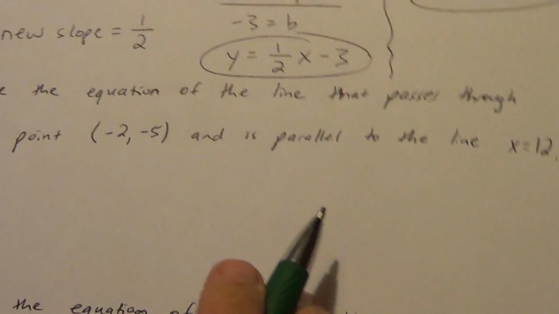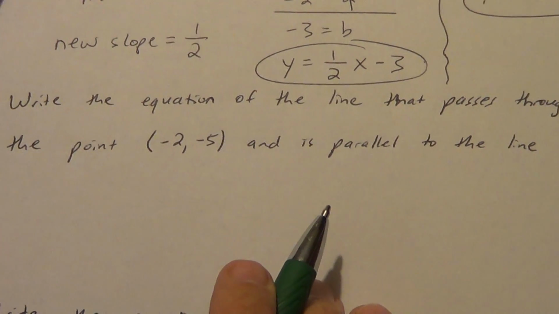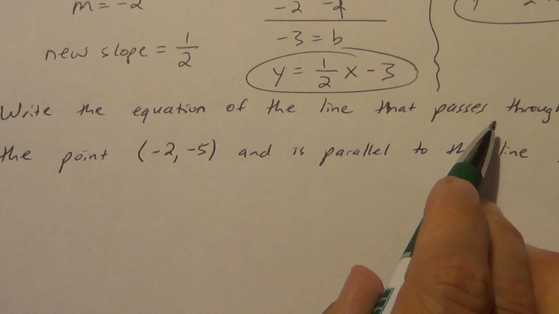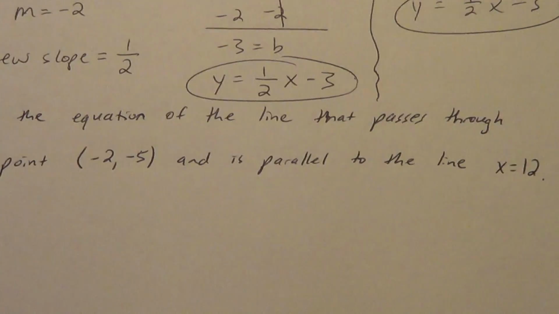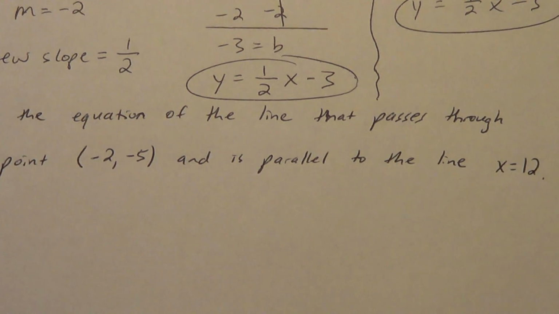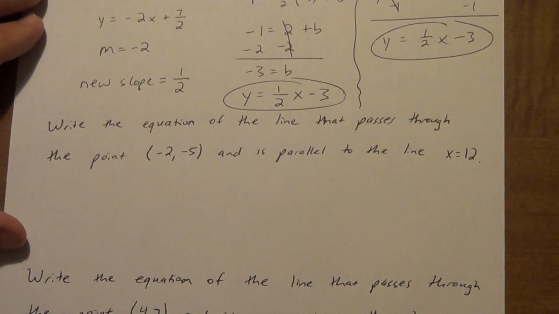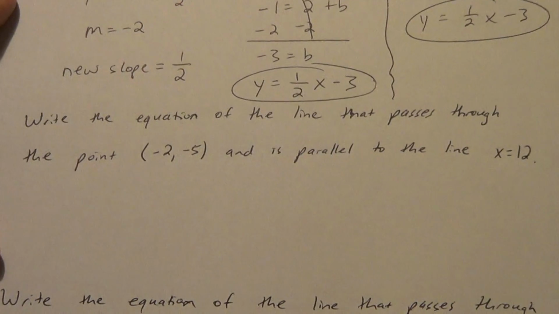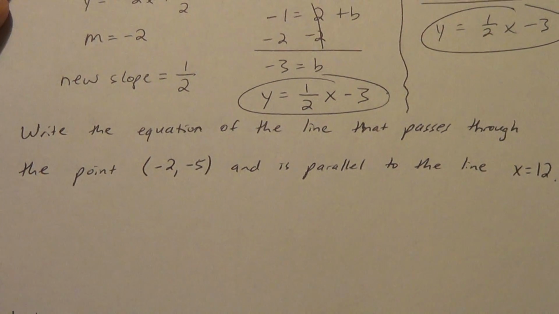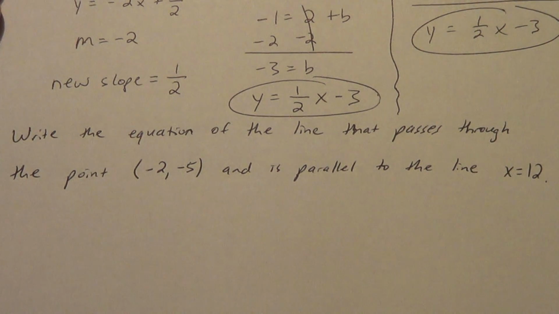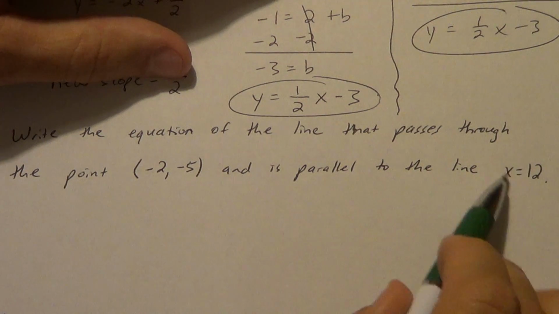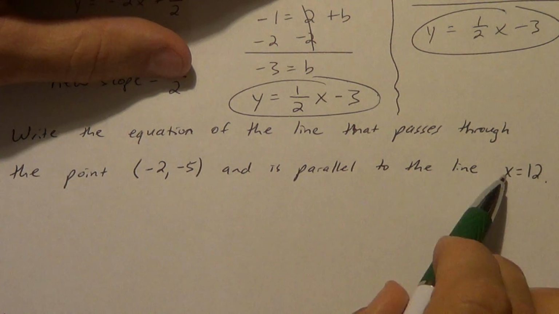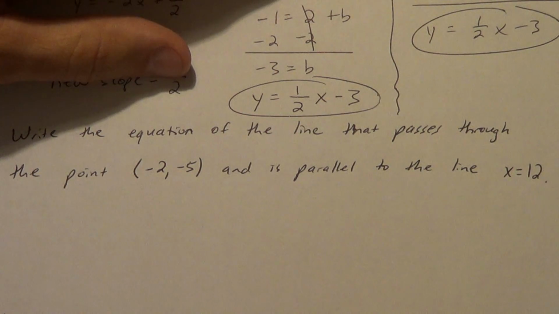Okay, next one. Write the equation of the line that passes through the point -2, -5 and is parallel to the line x equals 12. Looks like I've got to zoom out a little bit to fit all that in. That's too far. All right. Write the equation of the line that passes through the point -2, -5 and is parallel to the line x equals 12. Now remember, these ones, when they don't have this whole y equals mx plus b, they're supposed to be really, really easy questions.